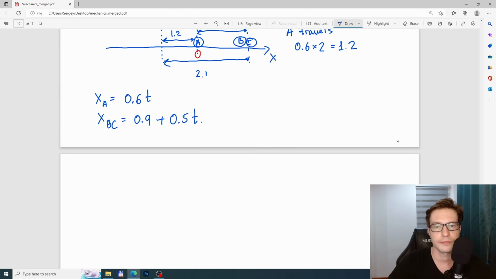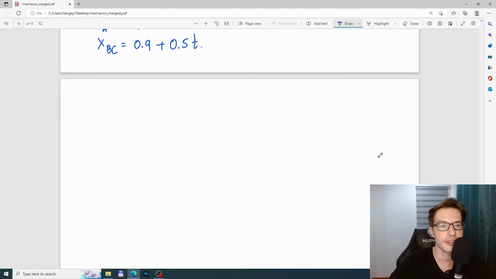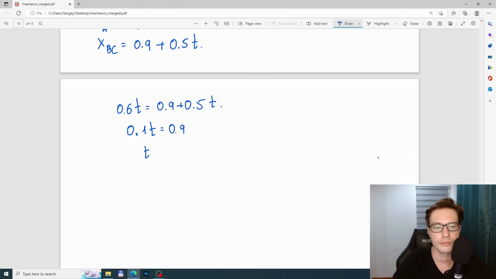times t. Now, when particle A collides again, that means the x-coordinate of A is going to be equal to the x-coordinate of B and C. So we can make an equation: 0.6t equals 0.9 plus 0.5t. And from here we can find t, 9 seconds.